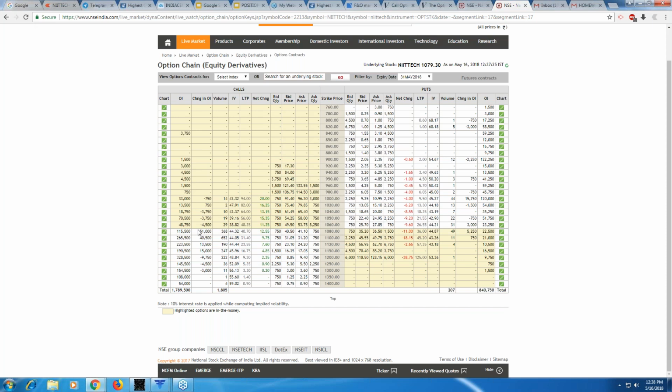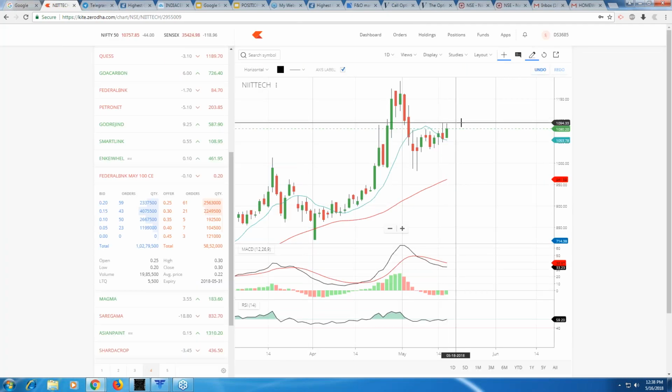See here, I just refreshed it. This is NIT Tech. So this was 39,000. Now it has become 51,000. That means they believe that NIT Tech may not go above this particular point. See here, tweezer top almost. So they're expecting price to come down.